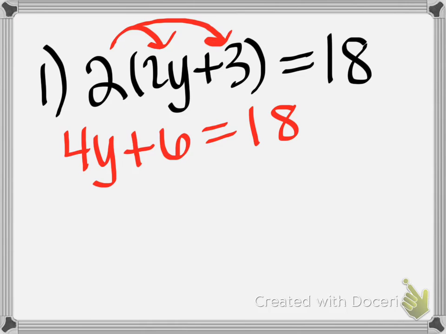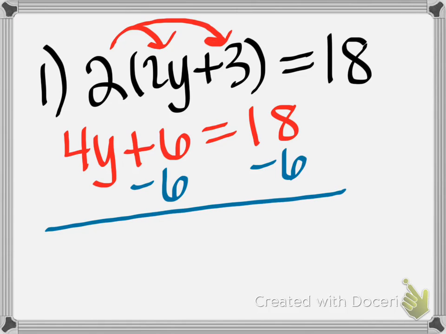Now, I want to get my y alone, so I have to get rid of the 6 first. So I subtract 6 on both sides. Whatever I do to one side, I also have to do to the other side. So now I can bring down my 4y, plus 6 minus 6, that just equals 0. Then I have 18 minus 6, which equals 12.